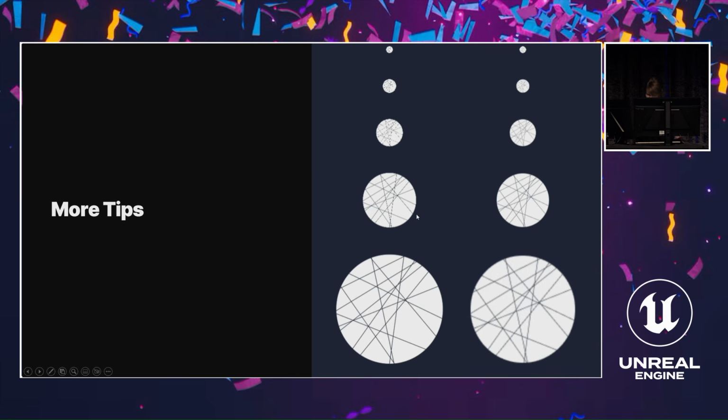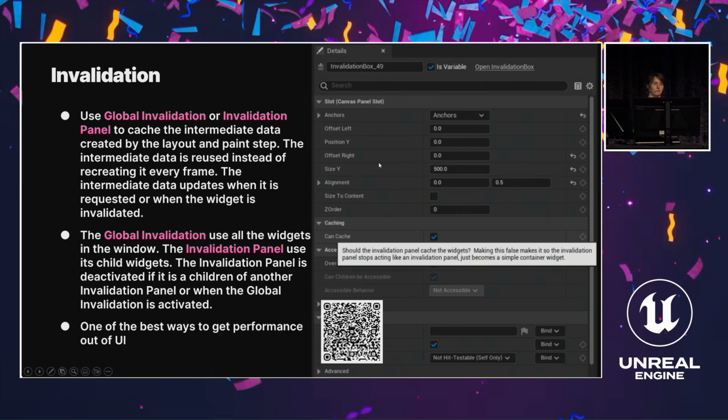Next up is the big meaty topic, more tips. We have even more to cover. The very first one is invalidation. You can use global invalidation or invalidation panels to basically cache the paint and layout step of the Slate painting version. I guess we'll see that later in Slate Insights. Now it uses this cache instead of needing to recreate this every single frame, and it will update itself when requested or when invalidated.